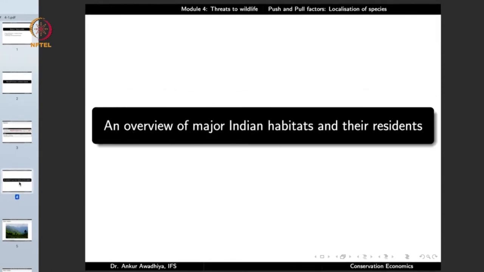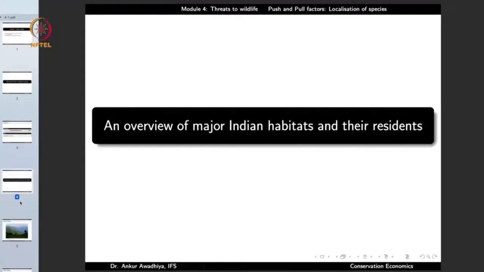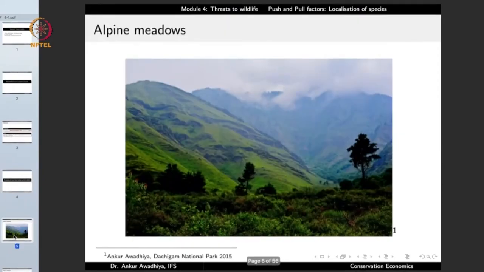And when we say that different species are found in different locations, let us first have an overview of the major habitats that we have. Now, habitat, as you'll remember, is the natural home of an organism. It is the natural abode or home of a species. So let us, before we move forward, have a look at what are the different kinds of homes that we have, especially in India. So we begin with the alpine meadows. Now, the term alpine refers to a very cold mountainous area. Meadow is a grassland. So, alpine meadow is a meadow or a grassland that is found in cold mountainous areas.